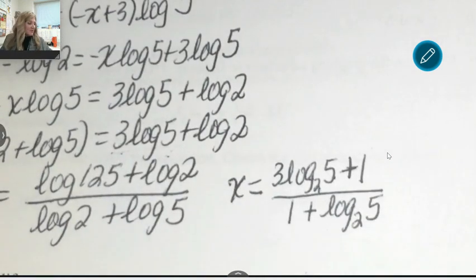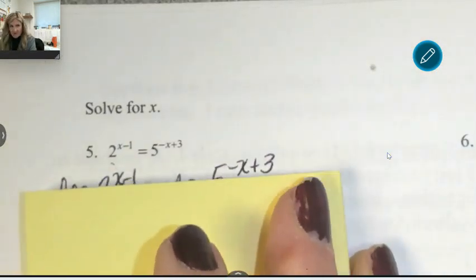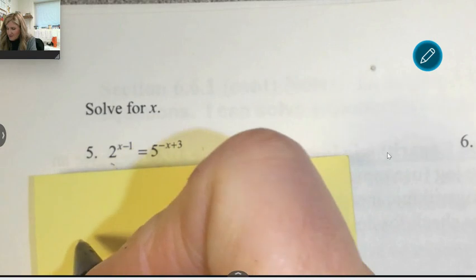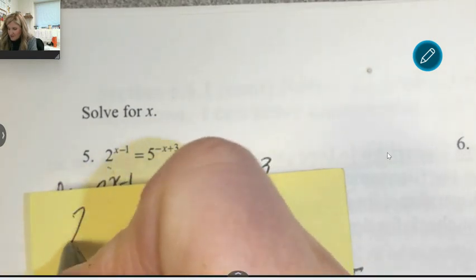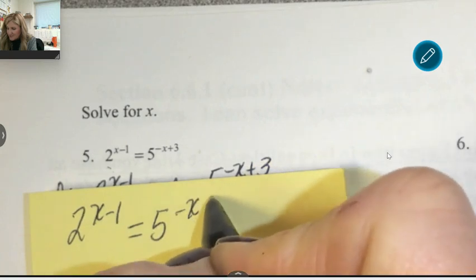I'm going to go through it really fast though, okay? Since you've already done it. Let me get that out of the way. Okay, did you not get the parentheses 2^x - 1 times 5^(-x + 3) log base 2? All right, that was a lot of words. So I'm just going to do it up here.